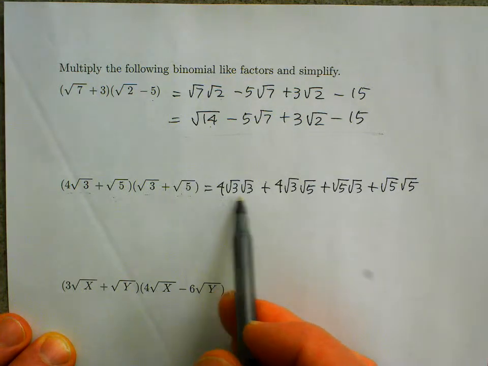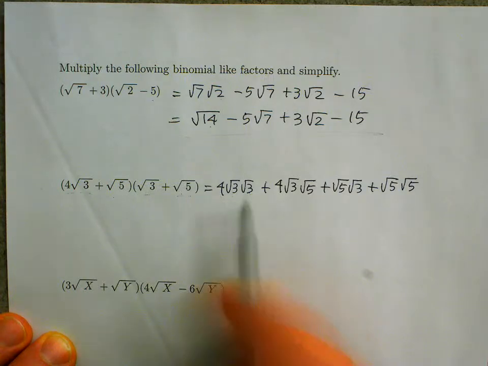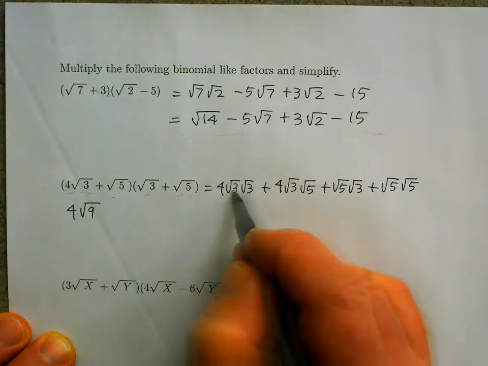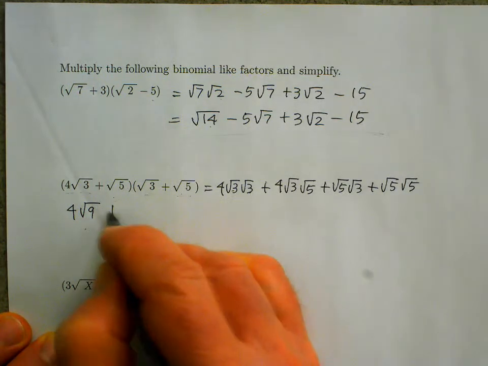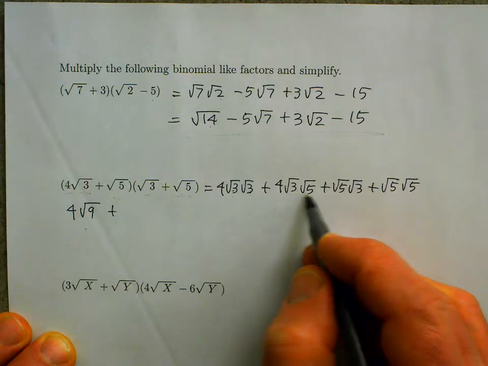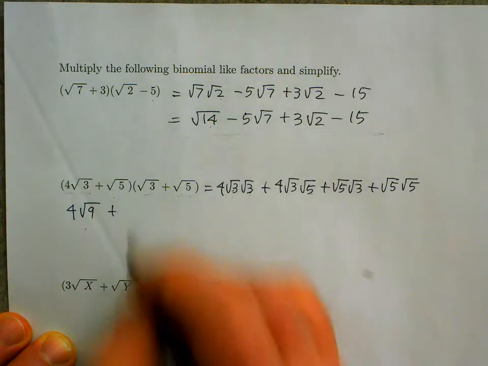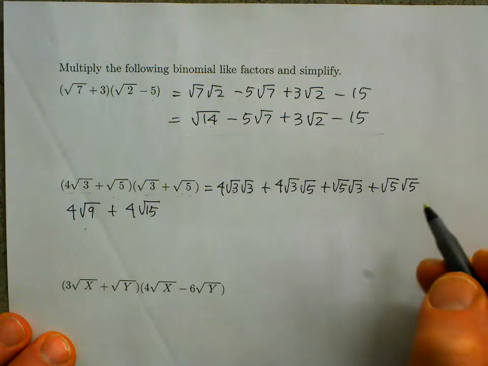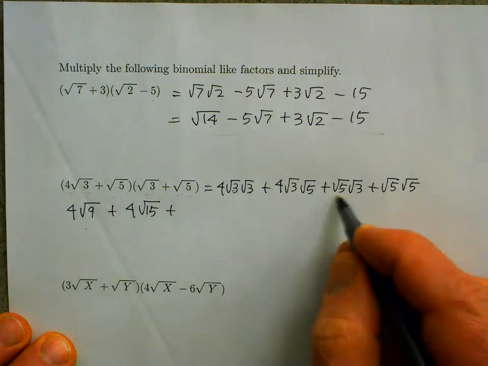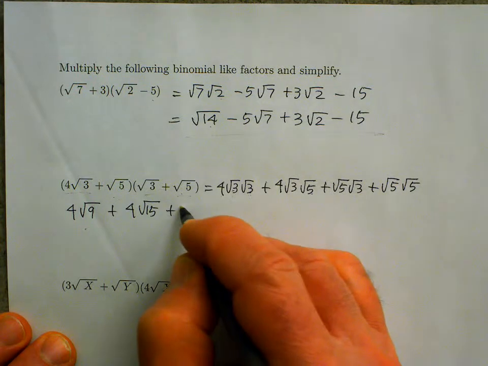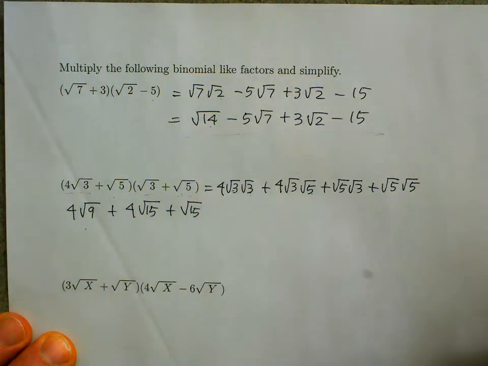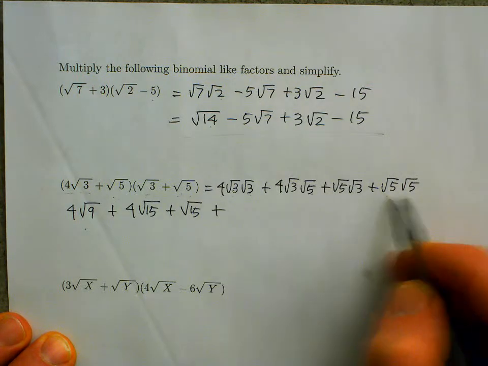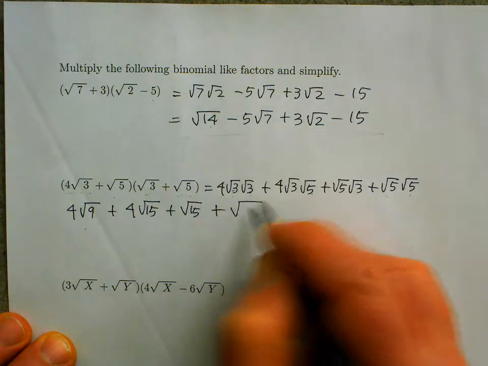Okay, 4 times the square root of 3 times the square root of 3 is 4 times the square root of 9, because 3 times 3 is 9. And then plus 4 times the square root of 3 times the square root of 5 is plus 4 times the square root of 15. And then plus the square root of 5 times the square root of 3 is plus the square root of 15. And then we're adding the square root of 5 times the square root of 5, which is the square root of 25.